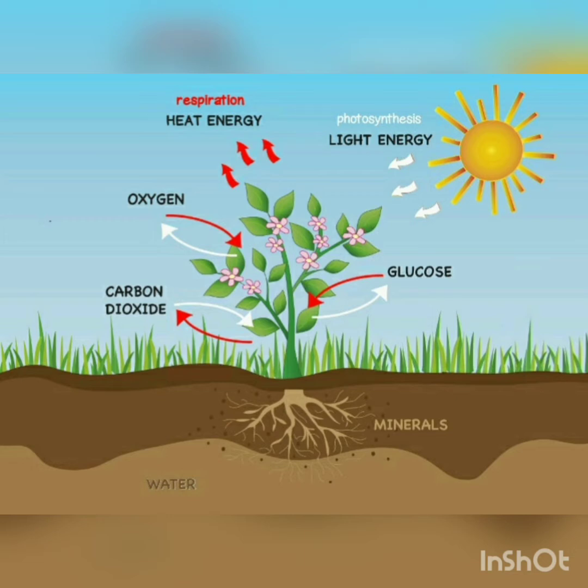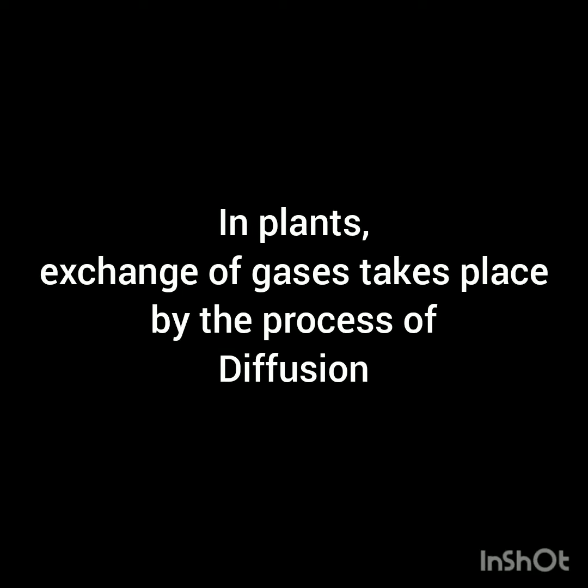In plants, exchange of gases takes place through the stomata and lenticels. The gaseous exchange entirely takes place by the process of diffusion. Respiration takes place at a very slow rate in plants. So now let's study how plants respire. As I told you, exchange of gases totally takes place by the process of diffusion.